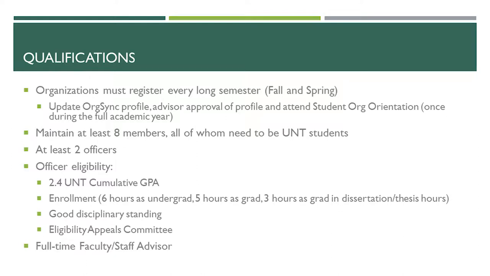Every organization must also have at least 2 officers, and we do have eligibility requirements for those officers coming in. All of those officers must meet a 2.4 UNT cumulative GPA. They must be enrolled in a certain number of hours, depending on if they're undergrad or grad, and they also must be in good disciplinary or conduct standing.